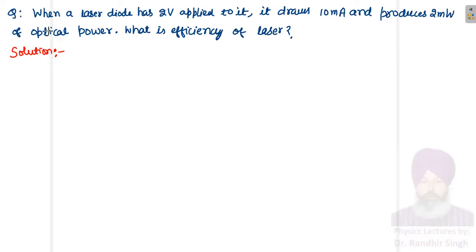Okay students, so now we will do this numerical. When a laser has 2 volt applied to it, it draws a current of 10 milliampere and produces 2 milliwatt of optical power. What is the efficiency of the laser?